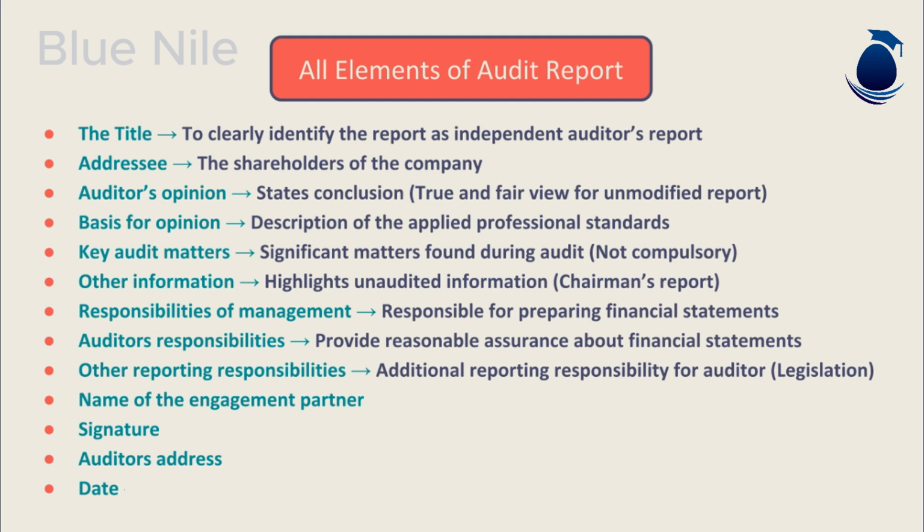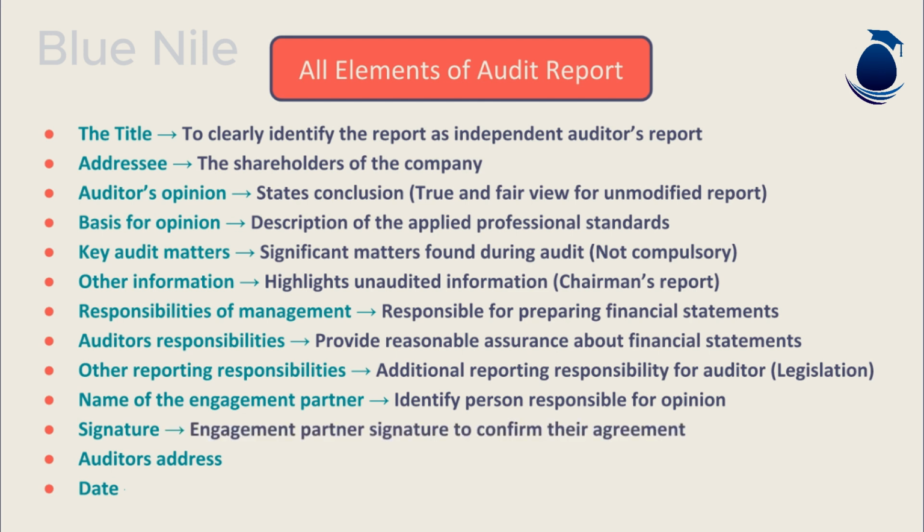The name of the engagement partner is the name of the practitioner that formed the independent auditor's opinion. Its purpose is to identify the person responsible in case there are any issues. The signature is of the engagement partner. This confirms their agreement of the information included in the auditor's report. The auditor's address is the audit firm address. This again is included in case there are any issues that users wish to raise with the auditors.